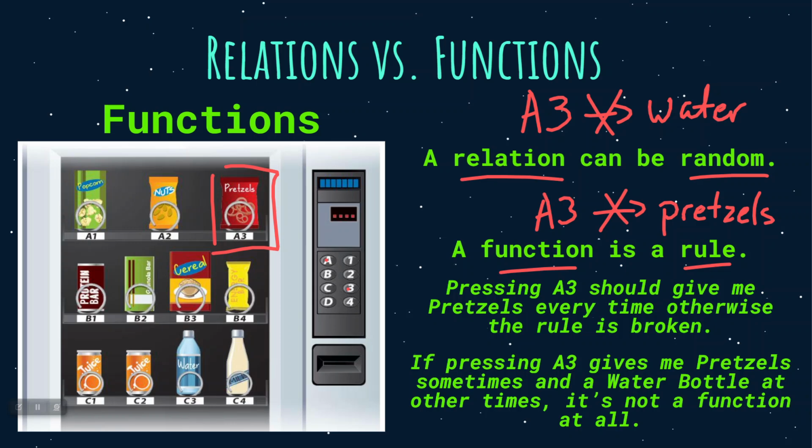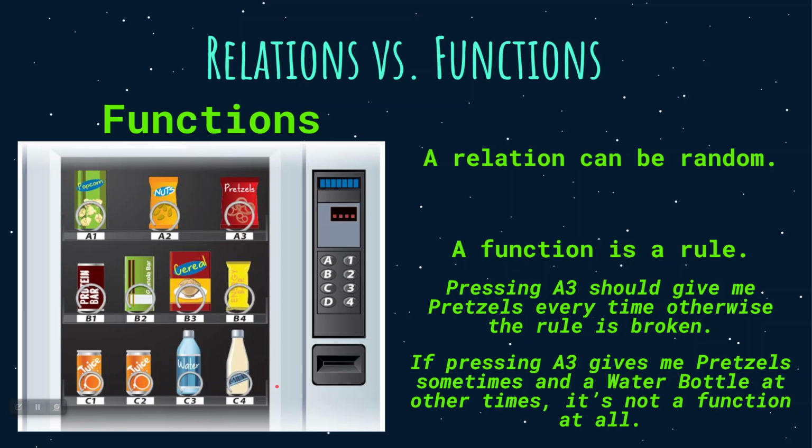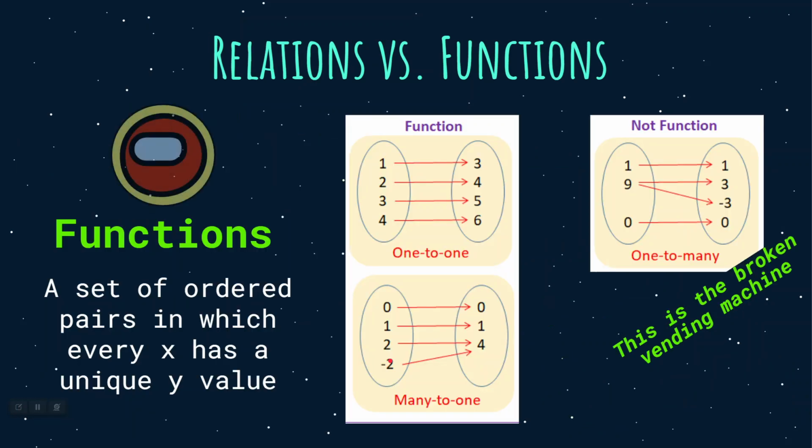The vending machine's broken. It's not following its function. It's not following the rule. When it comes to numbers, actually I'm going to show this example first. This is the broken vending machine. If I put 9 in as an input, and I go to 3 some of the time, but then -3 other times, that is not a function. That is a broken rule because it's not really working. Anytime I put in 9, I should get the same thing each time. Otherwise, it's not really following a rule. It's kind of just random.